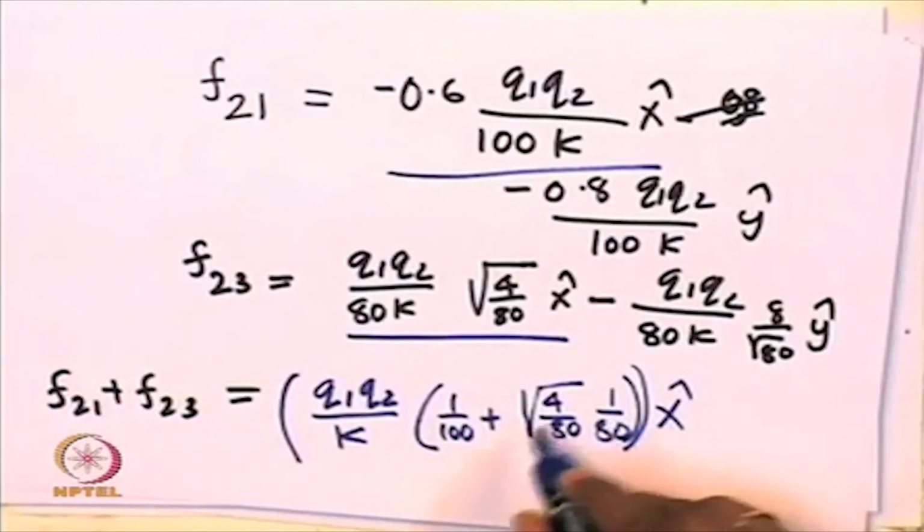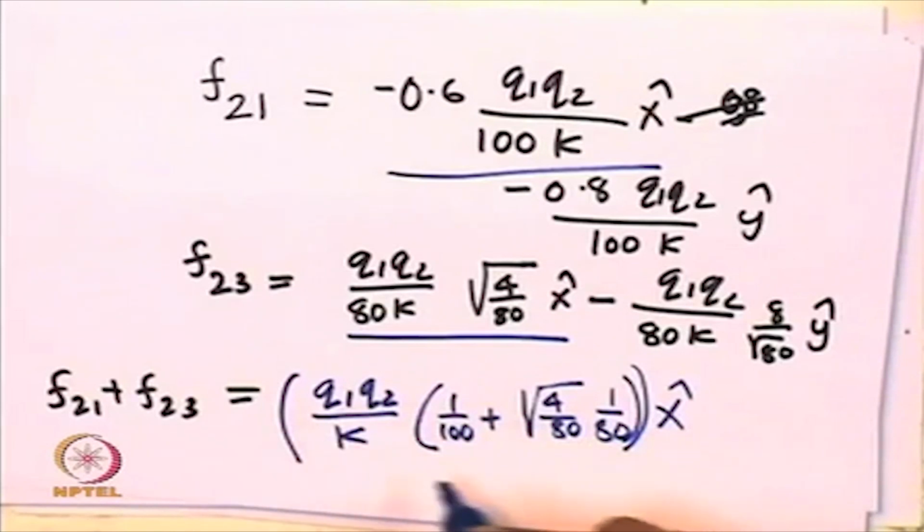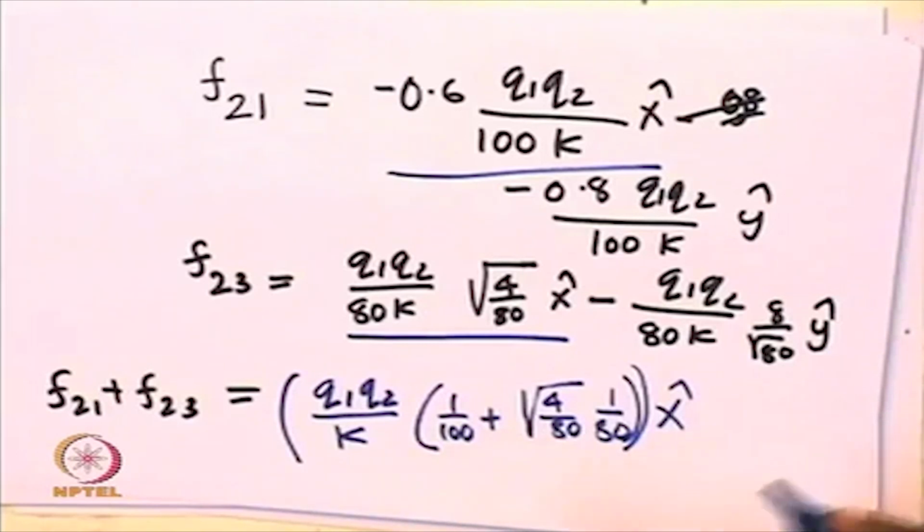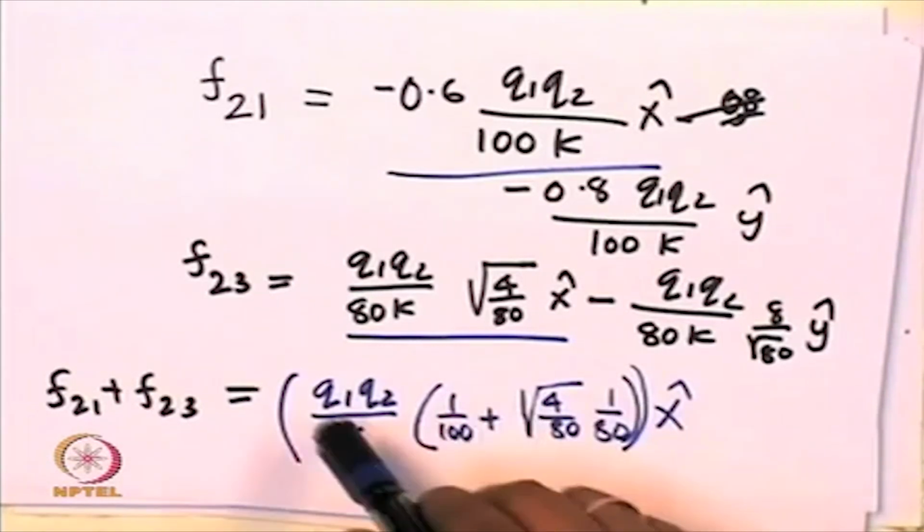If you substitute all these numbers and calculate, you will get some number. I urge you to calculate this number by putting q1 equal to 1, q2 equal to 2, and the value of k, which you can estimate. You can take epsilon 0 and the epsilon r of water, because proteins are in water. I urge you to calculate this number.